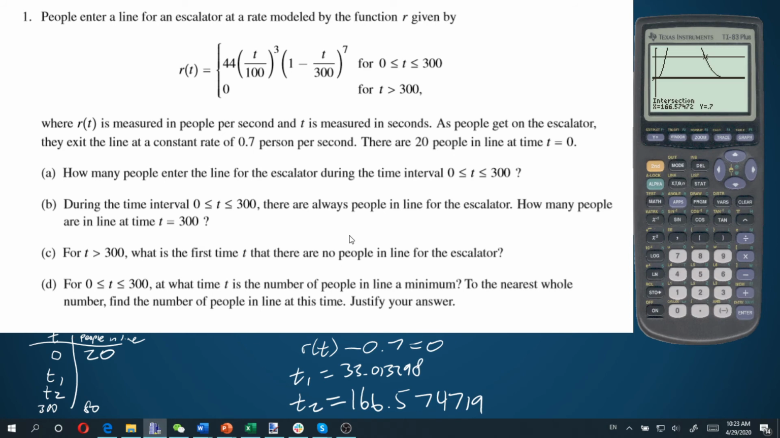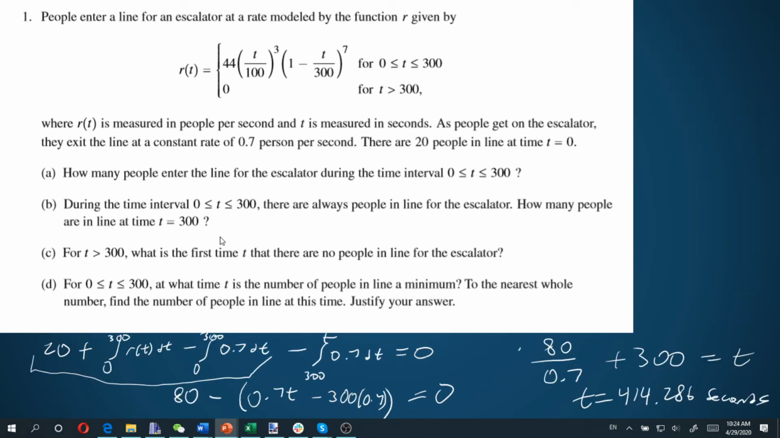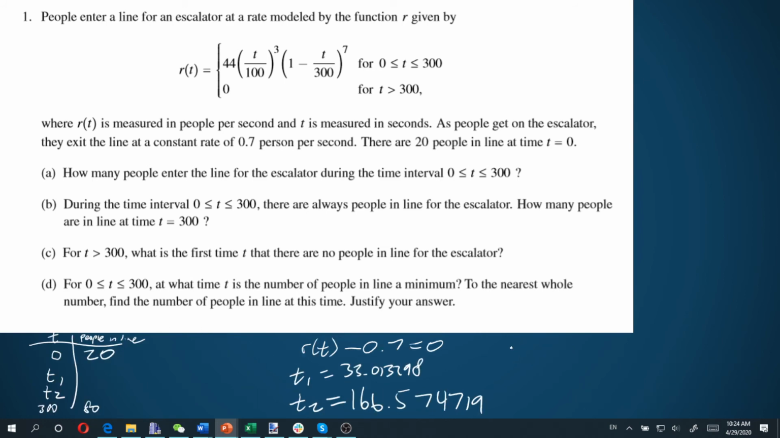Okay, so then we've got our two intersects here. I'm going to plug those into our total people equation, which we had earlier, but I'm going to need to change that 300 to our t. People in line at any time is 20 plus the integral from 0 to t of R(t) minus the integral from 0 to t of 0.7 dt. And we'll plug in t1 and t2.